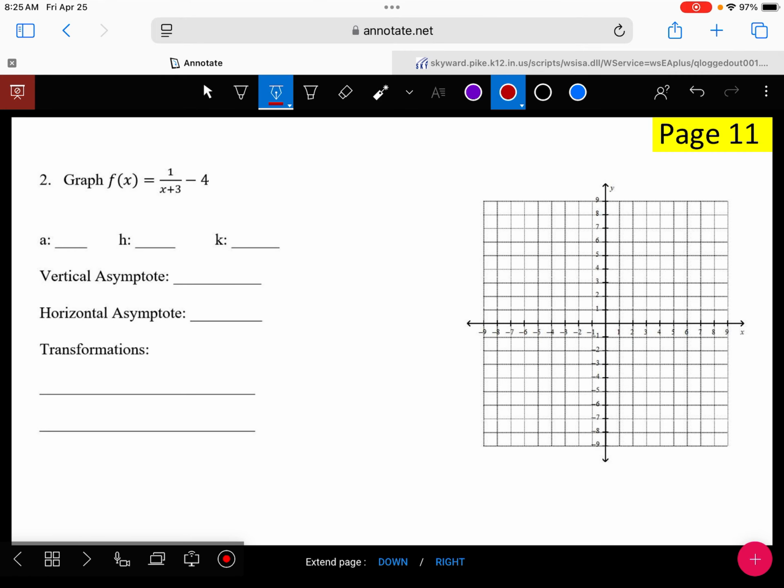So the first thing we're going to do, we're going to graph two graphs, and then we'll be finished. The first thing I'm going to do is find my A, H, and K. So A would be 1. What is H? +3 or -3? And that's going to make it go left 3. So I'm going to write that down. And it also means I have a vertical asymptote at x equals -3. So let's draw that in right now.